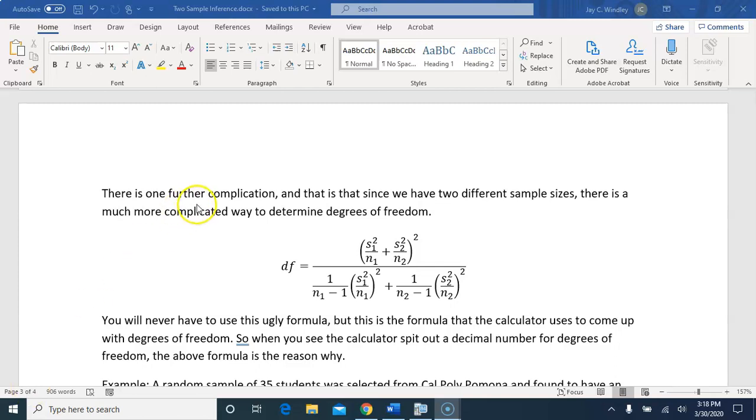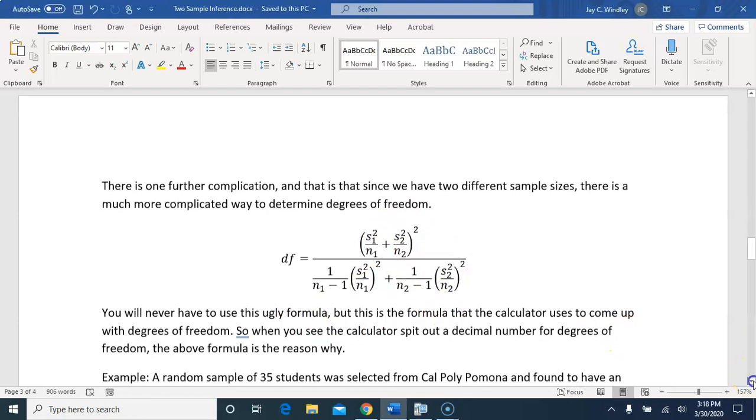One little complication with these two-sample procedures is that degrees of freedom is a little bit tough to come up with by hand. It's not something simple like n minus 1 like it was before. This ugly formula is used to calculate degrees of freedom. But I don't think you're going to ever be asked to use that formula by hand. The calculator has that formula built in. But I just want you to be aware of this ugly formula because the calculator will spit out degrees of freedom as a decimal number, and I want you to be aware that when you see degrees of freedom as a decimal number, it's because of this ugly formula here.